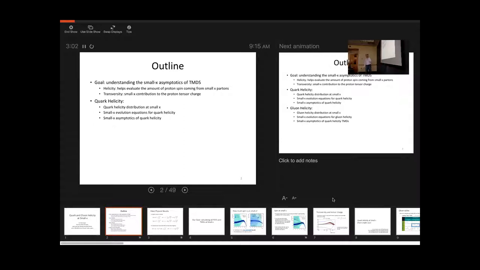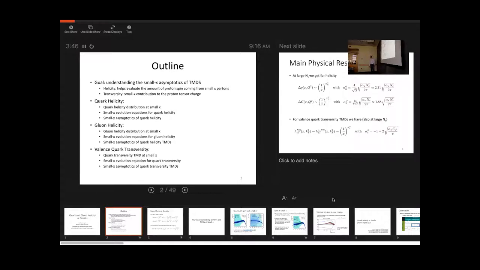Okay, anyways, so the outline of the talk will be rather repetitive, I guess, is the word. We'll start with discussing quark helicity, and we'll start by taking the operator definition of quark helicity and massaging it to a fairly simplified form at small x. Then we write down small x evolution equations for the resulting simplified operator. And then we solve these equations to find the small x asymptotics of quark helicity. And then repeat for gluon helicity. Start with an operator, massage it, write small x evolution equations for it, and solve the equations to find the small x asymptotics. And finally, as I said, if I have the time, I'll repeat it with quark transversity, repeat all the steps.